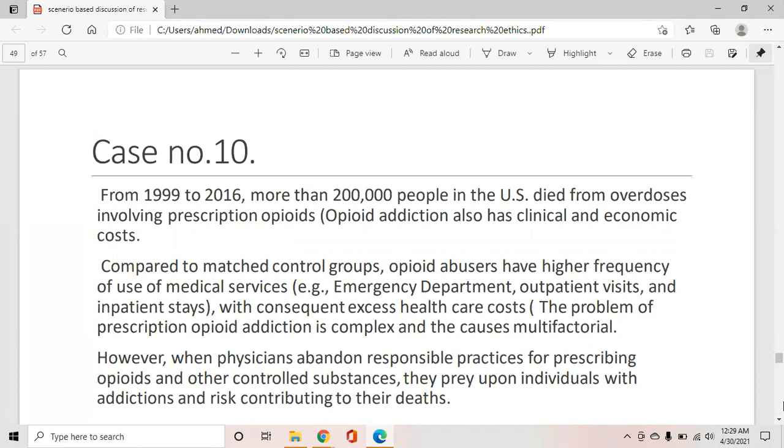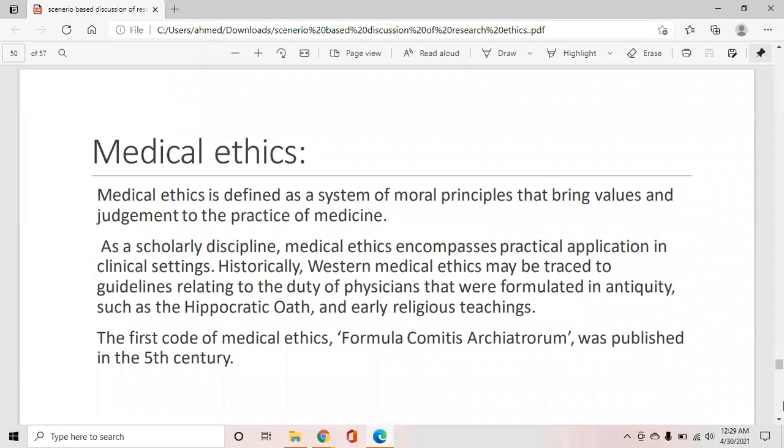The problem of prescription opioid addiction is complex and its causes are multifactorial. However, when physicians abandon responsible practices for prescribing opioids and other controlled substances, they prey upon individuals with addiction and risk contributing to their death. Medical ethics are violated and should be considered when conducting any research on a clinical trial.